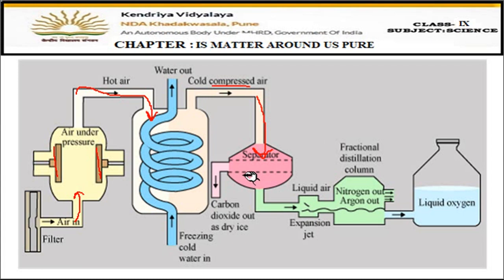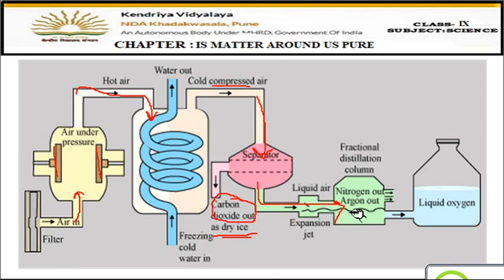Now this separator chamber has the fractionating column. First of all, the carbon dioxide comes out in the form of dry ice. The first component of the air which gets separated is the CO2, and it comes out in the form of dry ice, out from here only. After this, when this liquid air is passed on to another chamber, another fractional distillation column chamber, the different gases start separating at different boiling points. Now it is in liquid form.